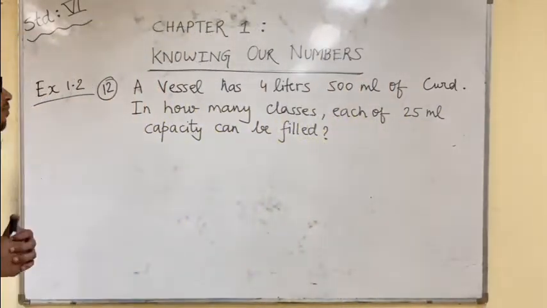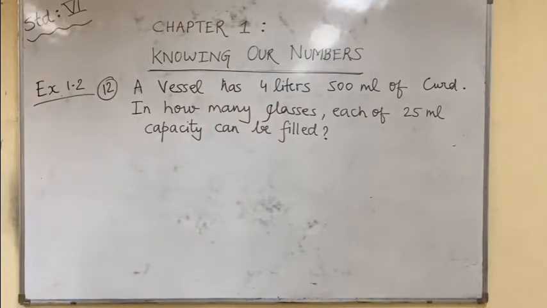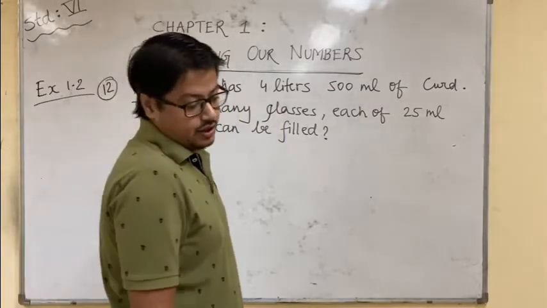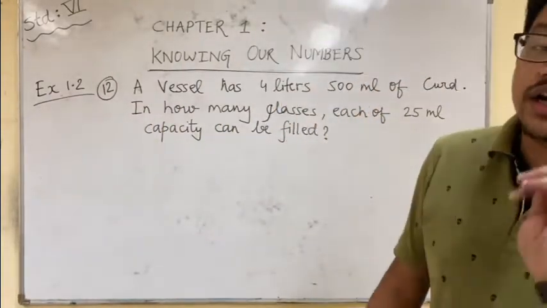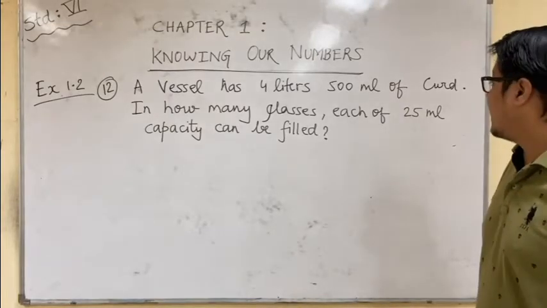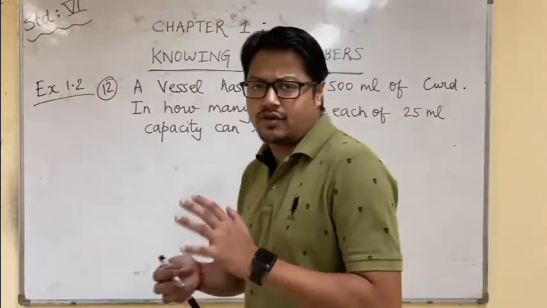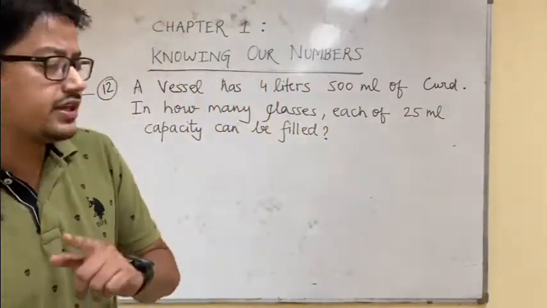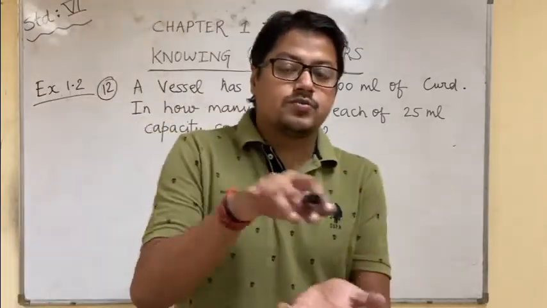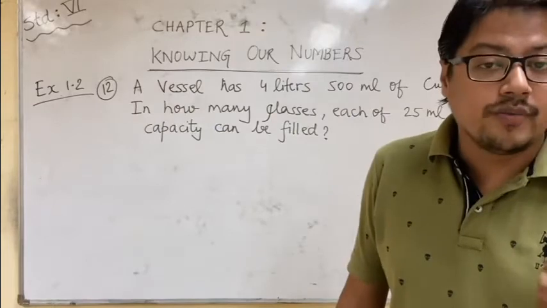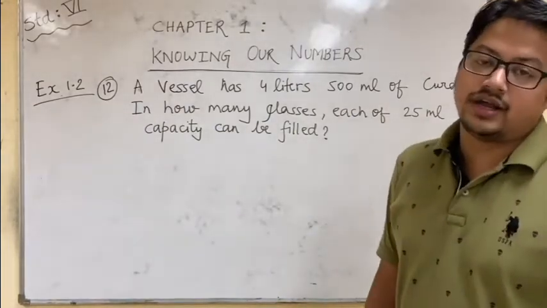Okay. In how many glasses each of 25 ml? So we have small glasses, and how much curd can be filled in each of the glasses? Only 25 ml. In how many glasses each of 25 ml capacity can be filled? Question is very simple. You have a very big vessel. What is the capacity of curd in that vessel? 4 liters 500 ml. Okay. Now we are asked how many small glasses will be there. Each of 25 ml where the curd can be filled.